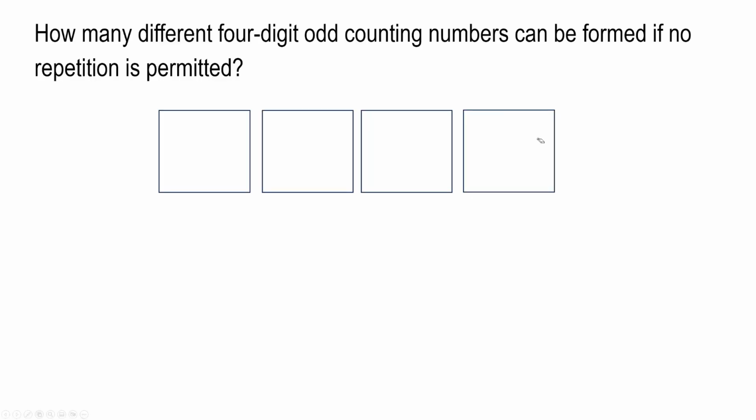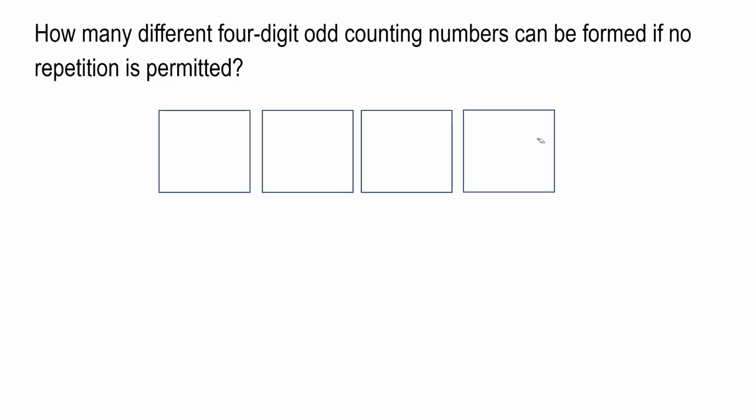Okay, how many different 4-digit odd counting numbers can be formed if no repetition is permitted? So we have a couple of conditions here. It has to be 4 digits, and that means that the first digit cannot be 0. And then also, it's got to be odd, so the final digit has to be 1, 3, 5, 7, or 9. And there's no repetition.